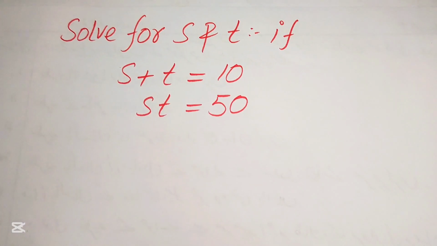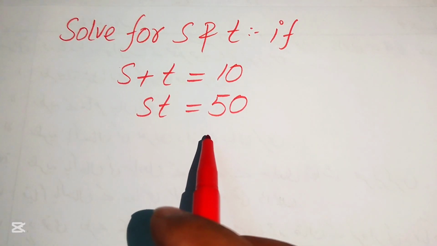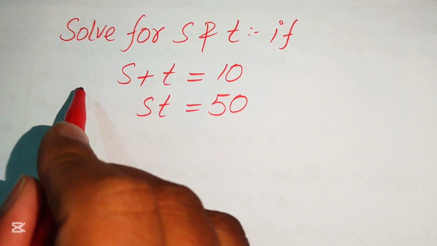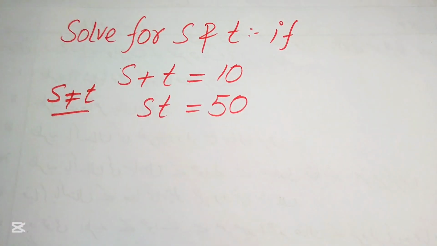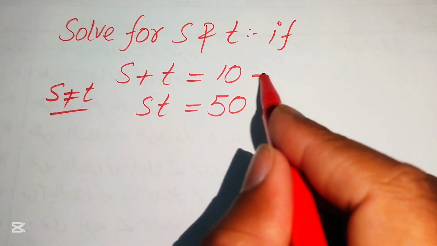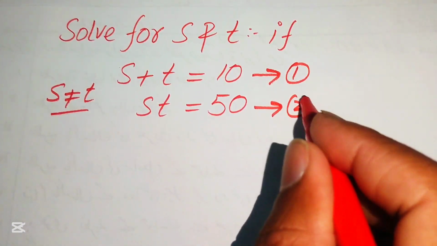So here we have s plus t equals 10 and st equals 50, and we solve this problem for the values of s and t. But remember one thing: s is not equal to t. So we find the distinct values of s and t. First we call this our equation number 1, and this is our equation number 2.